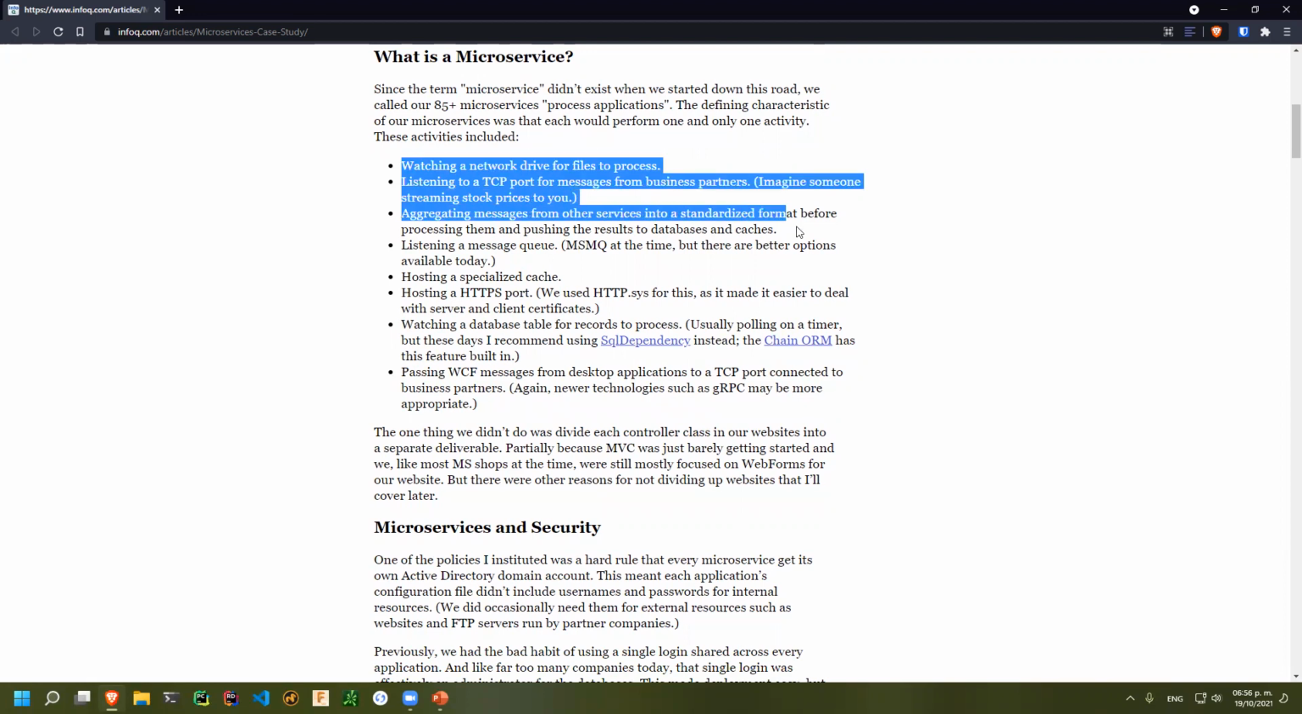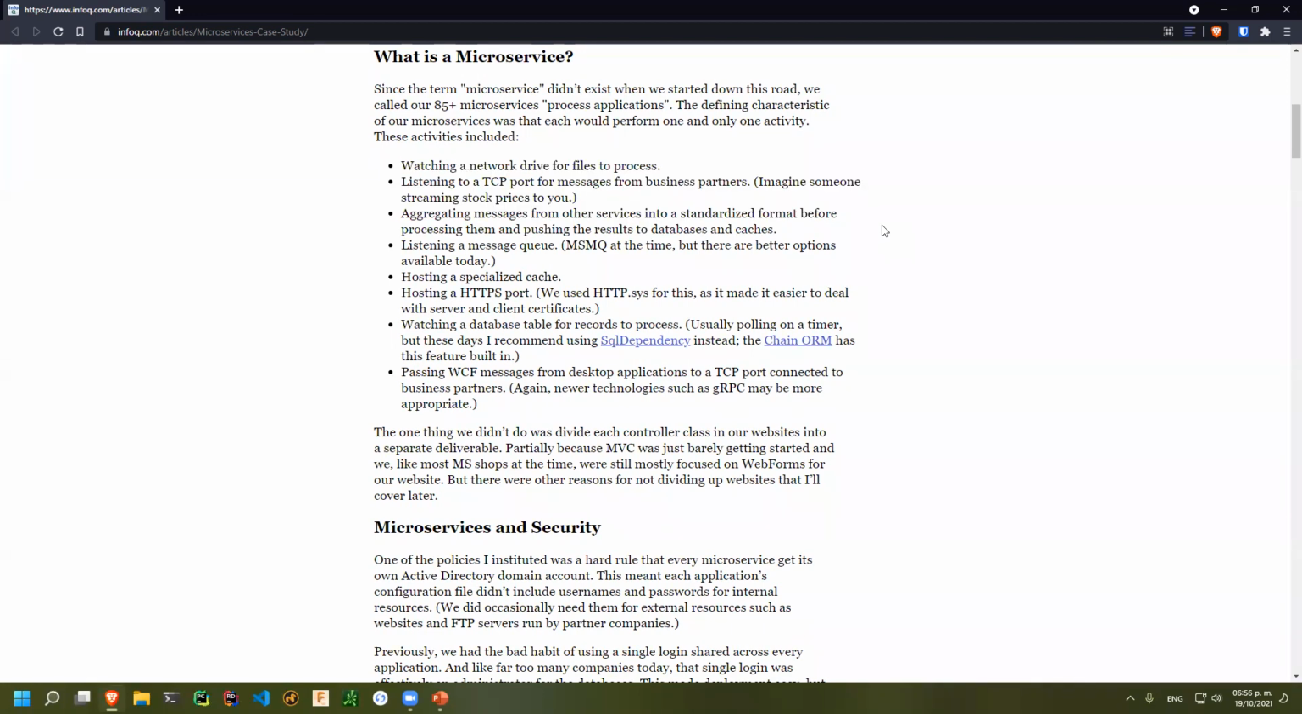I would have chosen a different way to structure. Instead of having them do one activity, I would have them be one business area or something like that, in order for us to reduce the number of microservices to something more aligned to our actual structure. So there, we reduce friction and help our internal team dynamics.